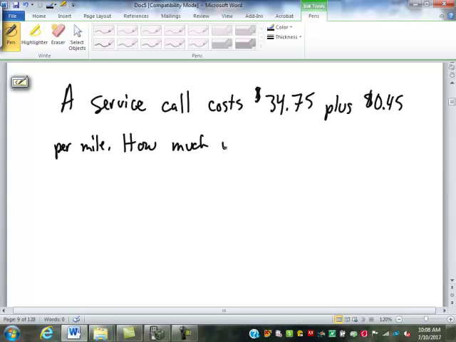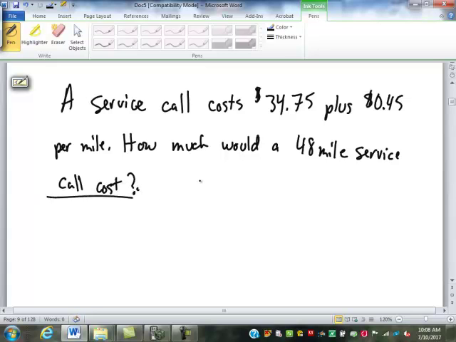How much would a 48-mile service call cost? So we need to write an expression for the cost of a service call.